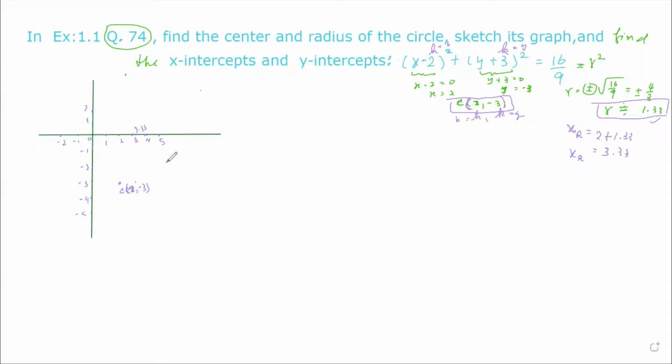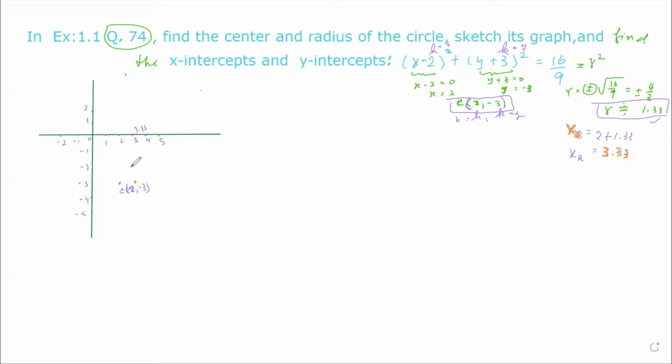Maybe I have to erase this to make it nicer. It's okay here, just this point. Maybe I use a different color for this. This is the X, so we have 3.33. It's right here at this point. This is the center.